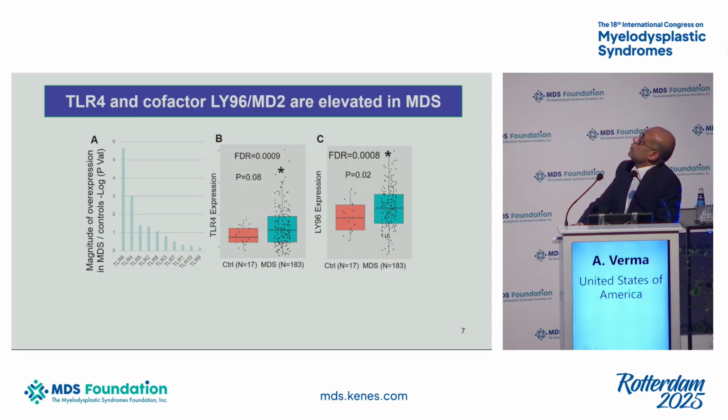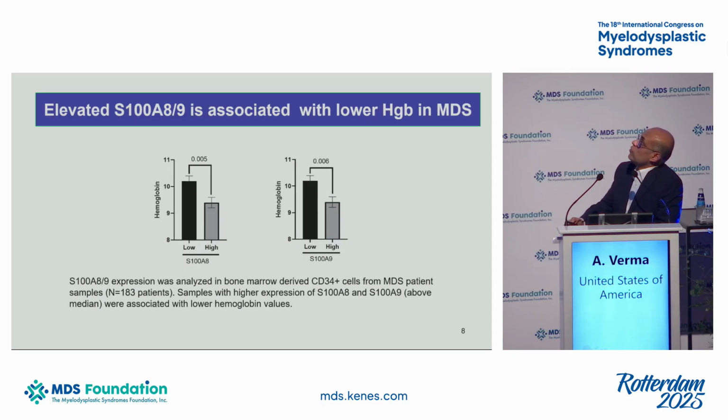It did show overexpression, not just for TLR4, but for its cofactor, which is known as LY96 or MD2. In the same data set, we also looked at S100A8 and A9 and tried to do clinical correlations, and found that when MDS patients' samples have high levels of A8 and A9, they tend to have worse hemoglobin, so more severe anemia.